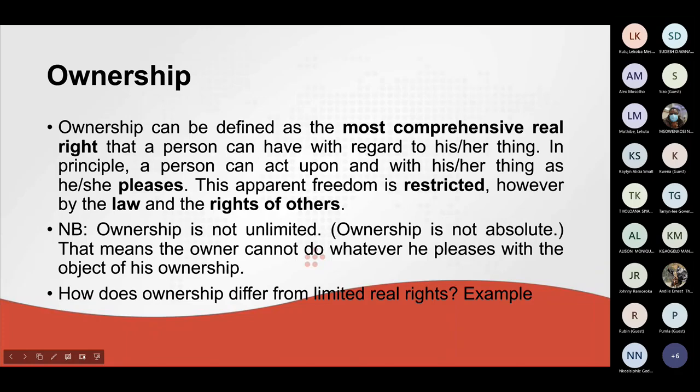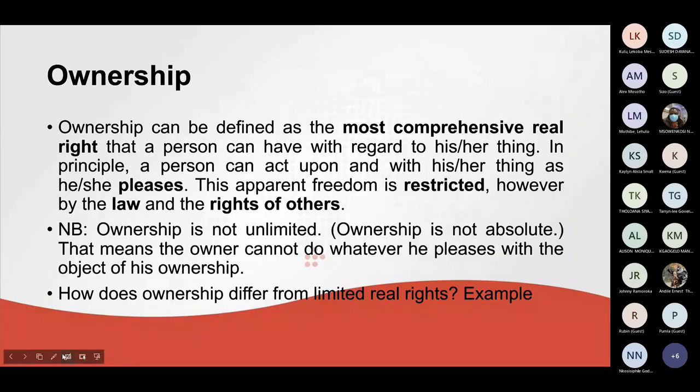Now, ownership can be defined as the most comprehensive real right that you can have with regard to your thing. So in principle, ownership means that you can act with your thing as you please. But it's important to take note that this freedom that you have with regard to your property is restricted. It can be limited and restricted by the law and by the rights of others. So what is important for you to know is that ownership is not unlimited. Ownership is not absolute, meaning you can't do with your property as you please.